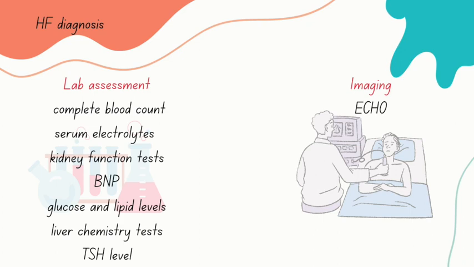Because first, anemia is something common in patients with heart failure. Second, anemia can lead to worsening shortness of breath and make heart failure worse. It's important to rule it out and to investigate the underlying cause. So you need CBC, serum electrolytes, kidney function tests, BNP, glucose and lipid levels. This is also important whether you are working in a hospital setting or an outpatient setting. You have a patient with a new diagnosis of heart failure, you need to diagnose and look for secondary risk factors, like the glucose and the lipid levels.